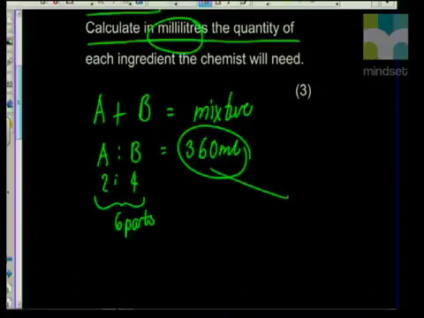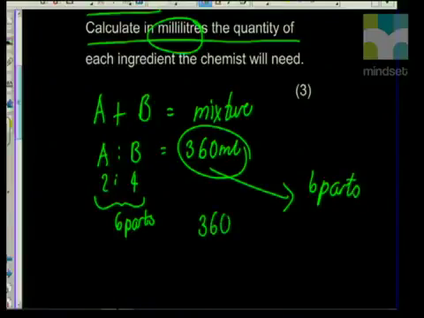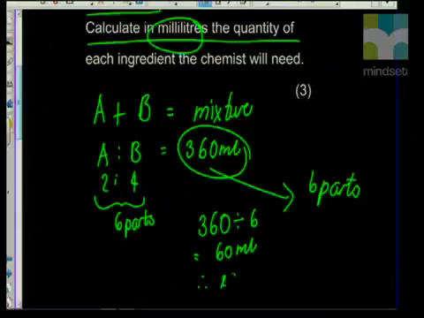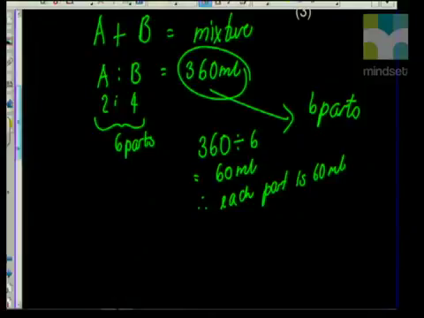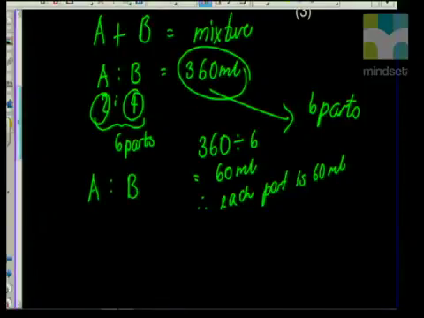And I need to now share this into 6 parts. If I say 360 divided by 6, I will get 60 milliliters. So therefore, each part is 60 milliliters. But I don't have one part. I've got 2 parts and 4 parts. So I know that A to B, this is 2 parts and this is 4 parts.